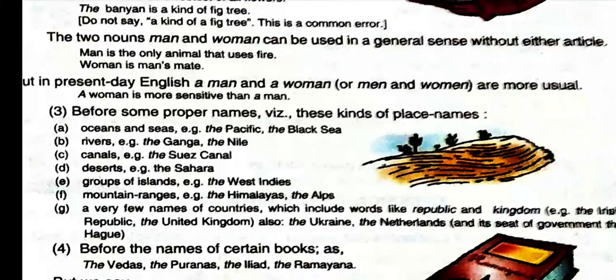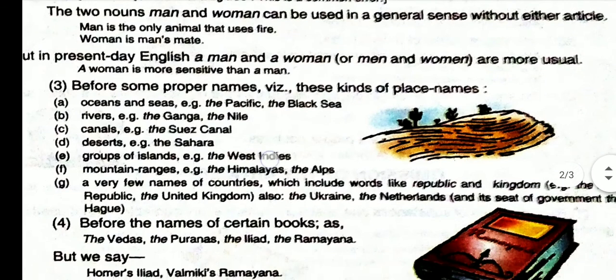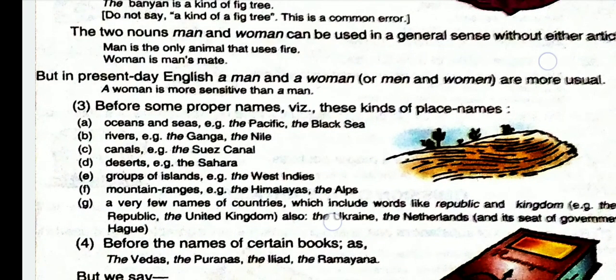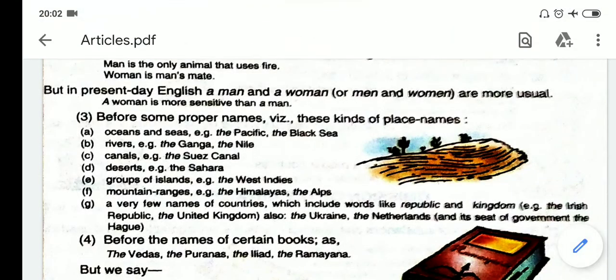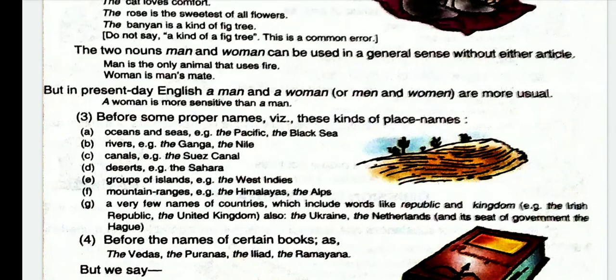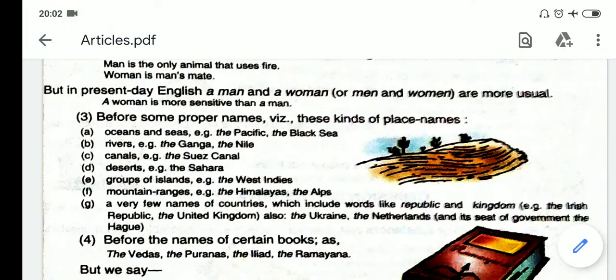Number three, before some proper names, these kinds of place names: oceans and seas. For example, the Pacific, the Black Sea. So we use the definite article the with some proper names. You know what proper names are? Names of proper nouns.